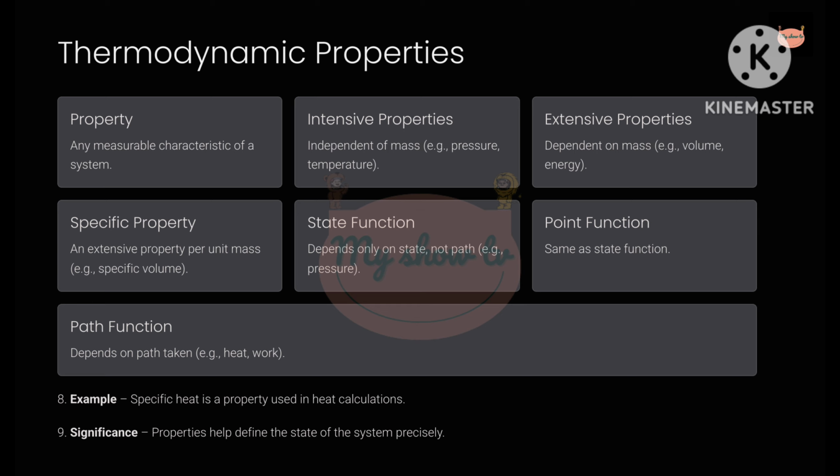When we divide extensive properties by mass, we get specific properties, such as specific volume or specific enthalpy. Another important classification is state functions, point functions. Their values depend only on the initial and final states, not on how the process occurs, e.g., internal energy. Path functions. Their values depend on the path taken, e.g., work, heat. Recognizing which property is which helps us apply thermodynamic equations correctly.